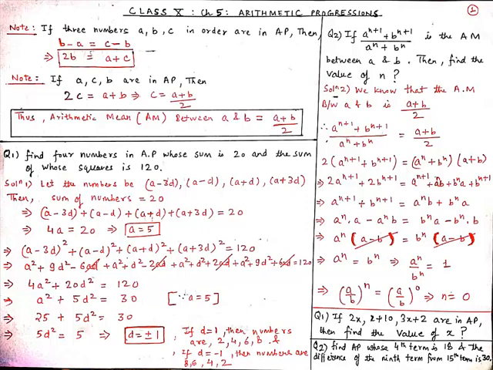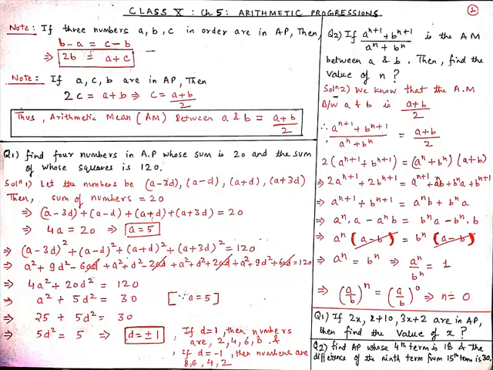And similarly, students, if a, c, b are in AP, then the difference between the first two terms will be c minus a is equal to b minus c. So from here, we get 2c is equal to a plus b. Therefore, the value of c is equal to a plus b upon 2. So here, the arithmetic mean between a and b is equal to a plus b upon 2. So from here, we can say that the average in arithmetic progression is called arithmetic mean.